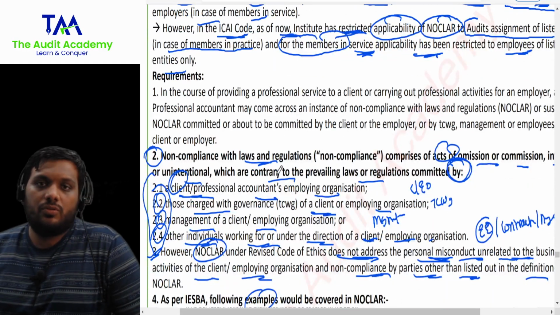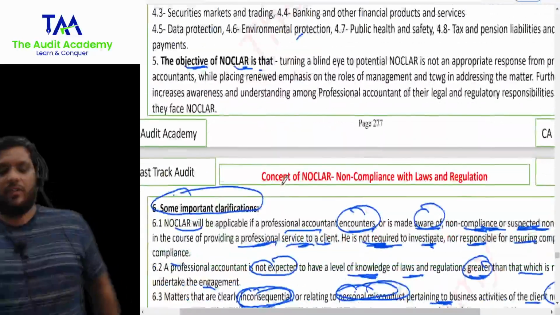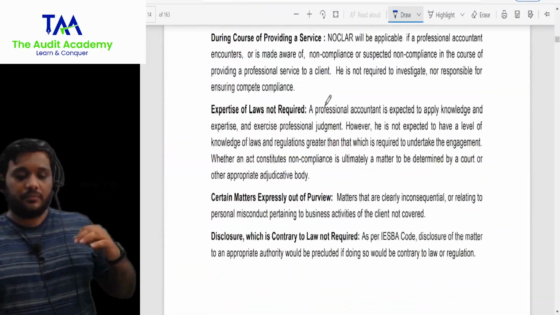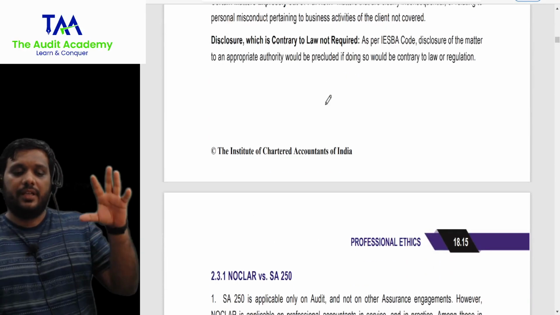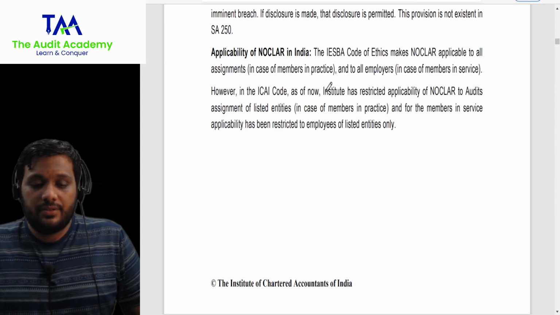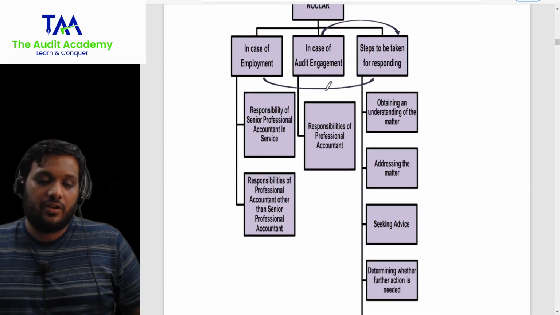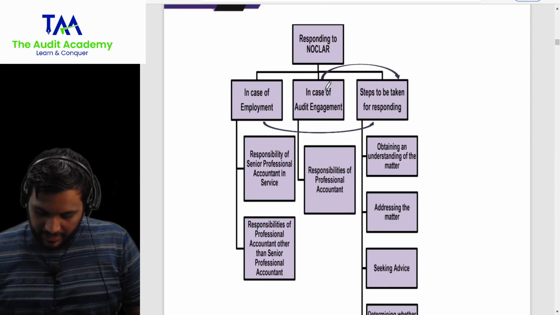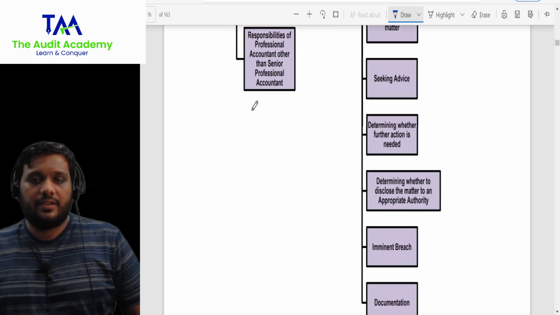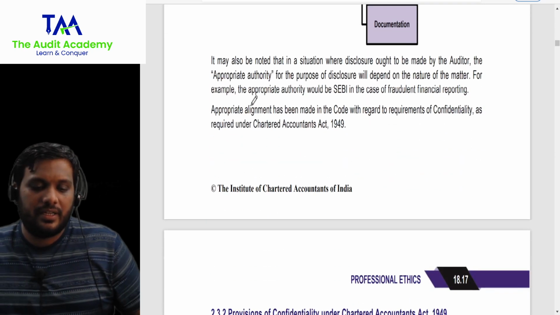All right. So NOCLAR as of now is mandatory for audit assignments of listed entities and for members in service who are employed by listed entities. So that is the discussion of NOCLAR that is printed in your module. I have tried my level best to ensure that all the material points are over here. Still, if you want to read it from the module, you can try once. You can see they have given this nice chart of NOCLAR: in case of audit engagement, how can I respond, in case of employment, how can I respond. Broadly those are the points to be considered, which I just summarized in the eighth point.